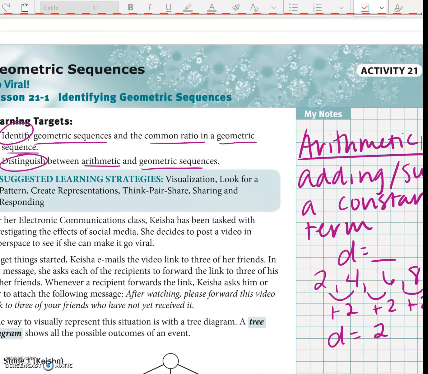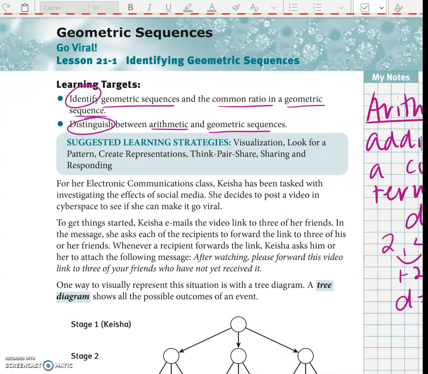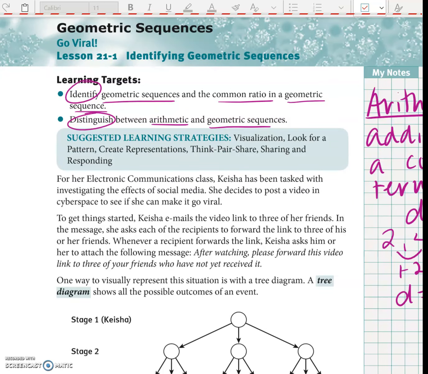Geometric is a little different in that we're not adding or subtracting each time. So we're going to start by talking with Keisha. She wants to investigate social media and decides to post a video to see if she can make it go viral. So to get things started, in stage 1, she sends it off. So one person has the video, and that's just Keisha. But the way it works is she sends it to 3 friends. So now we're in stage 2, which means 3 different people have seen the video.